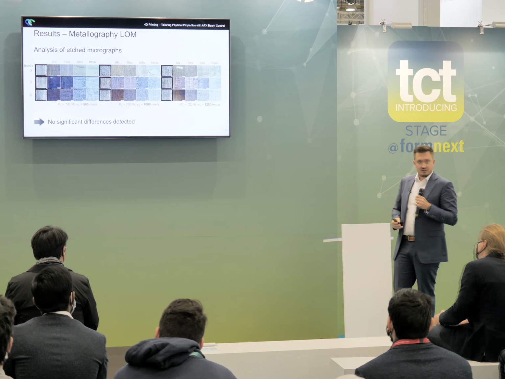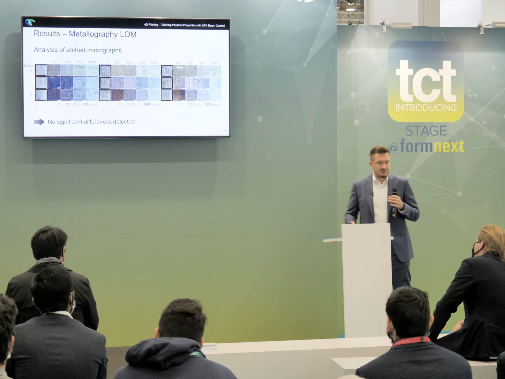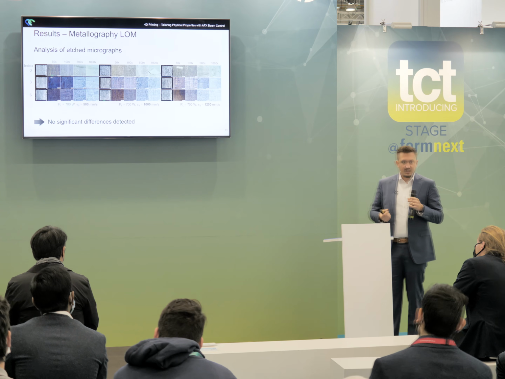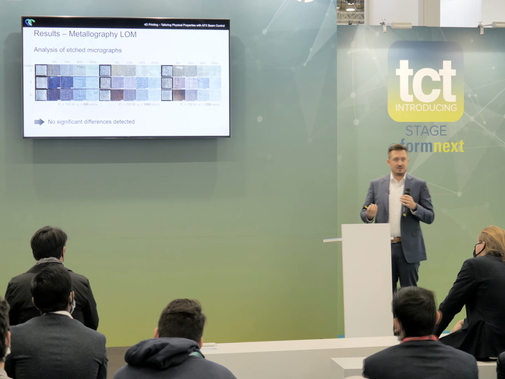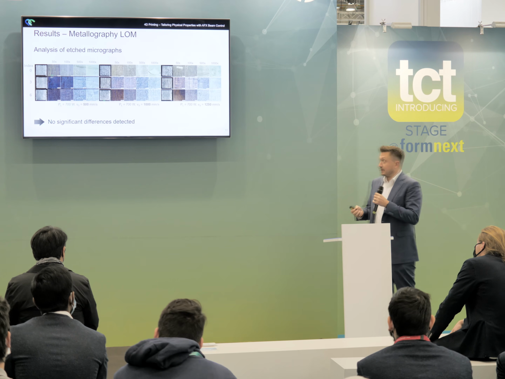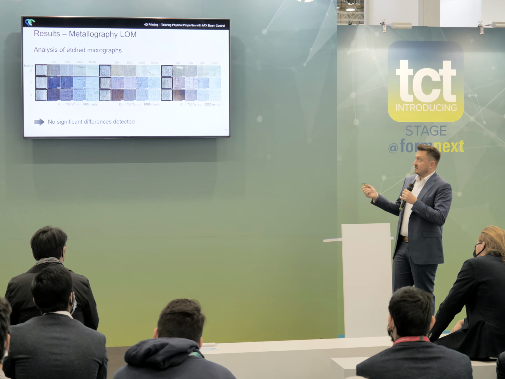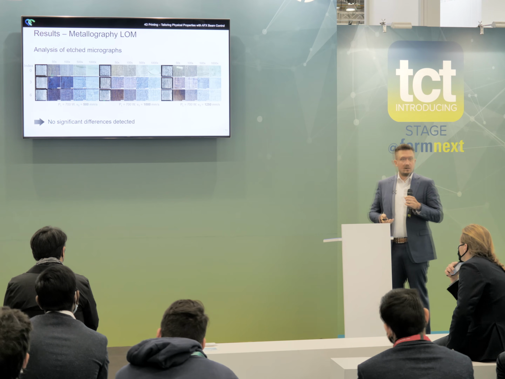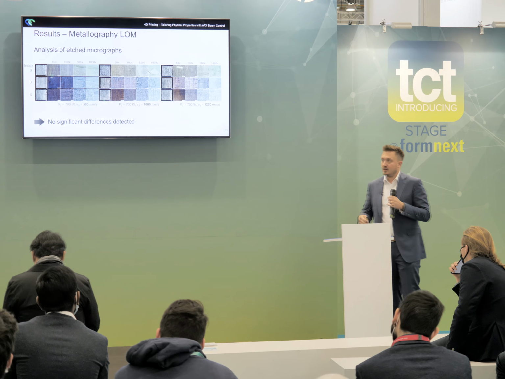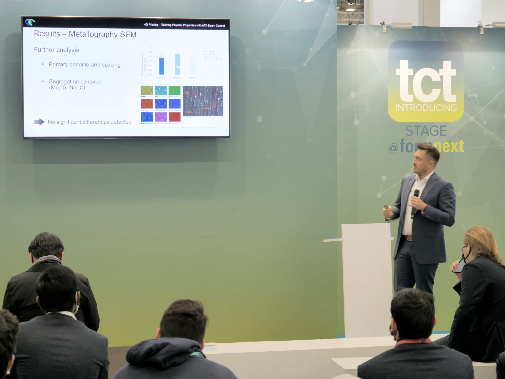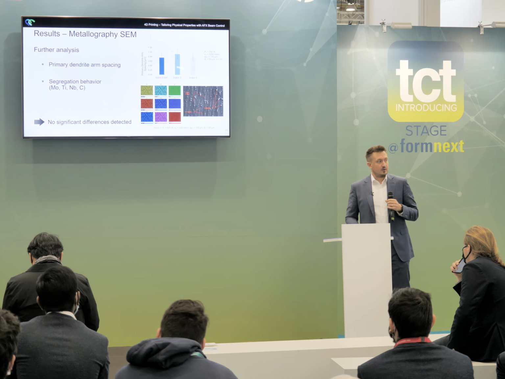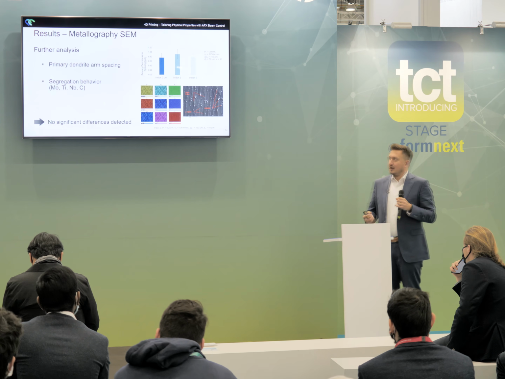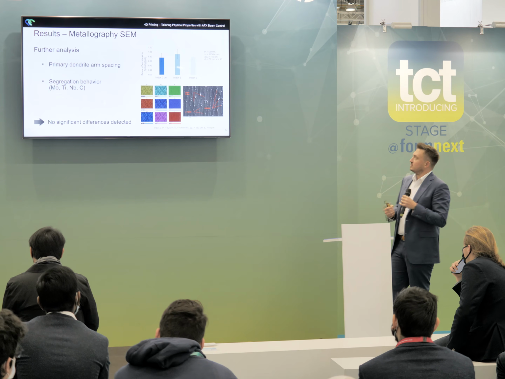So the first step that we did was to look at etched micrographs. So there's a lot of small images here, but as you can see, there is no significant difference that directly hits your eye. So even for different intensity distributions and different parameter sets, the macroscopic structure looks pretty similar. So in order to dive a bit deeper, we then looked at aspects like primary dendrite arm spacing or the segregation behavior, which are also known to affect the mechanical properties. But we didn't see any suspicious things there as well.